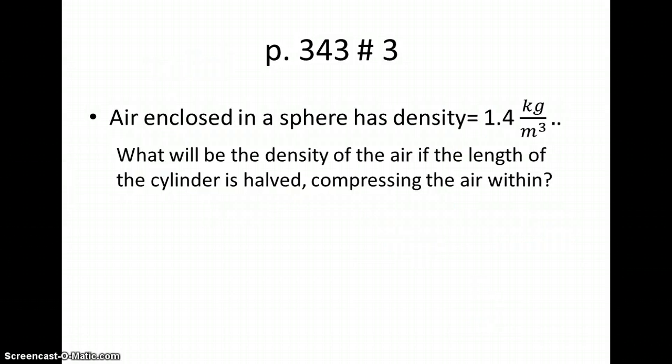Going on to number 3. Air enclosed in a sphere has a density of 1.4 kilograms per meter cubed. What will be the density of the air if the length of the cylinder is halved, compressing the air within? What we've got to figure out right now is how we get the volume of a sphere. It is listed in your book in the reference pages. You can Google it as well. But the volume of a sphere is equal to 4/3 pi times the radius cubed.